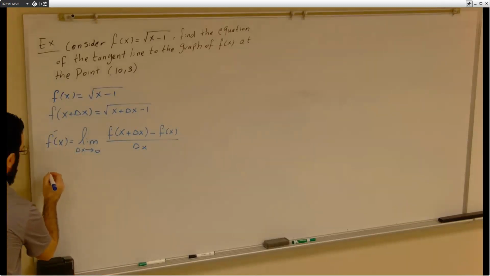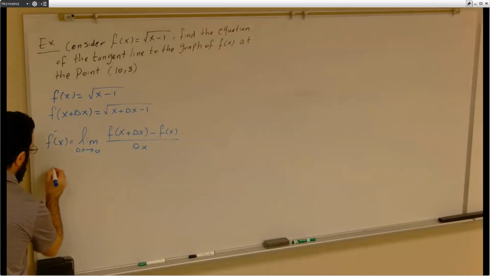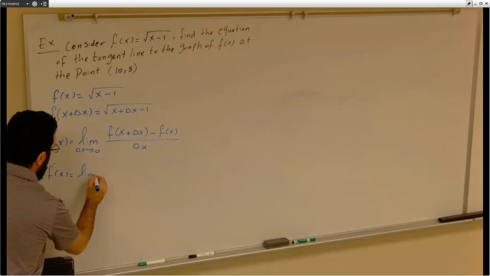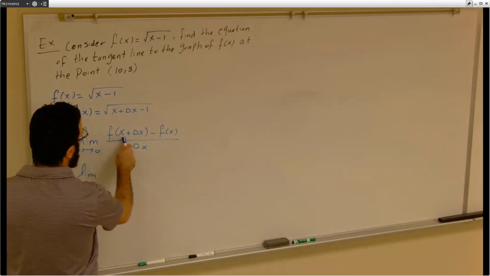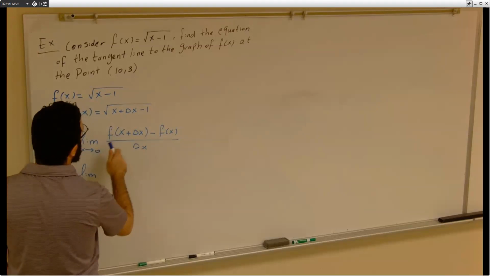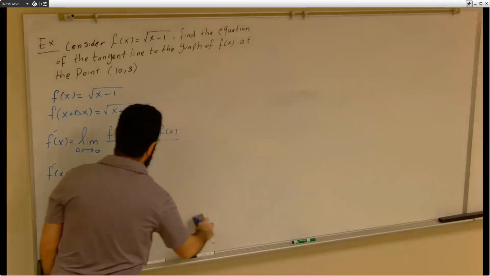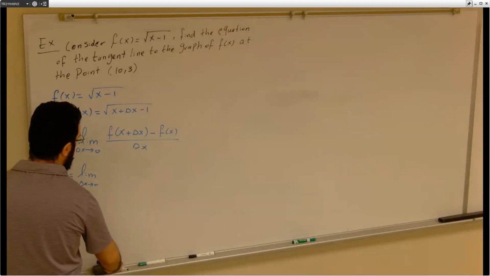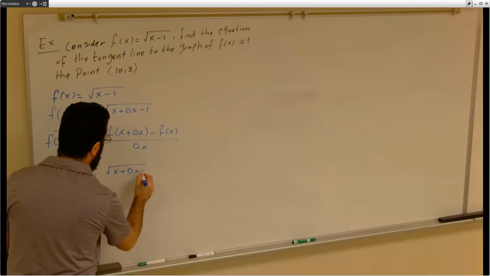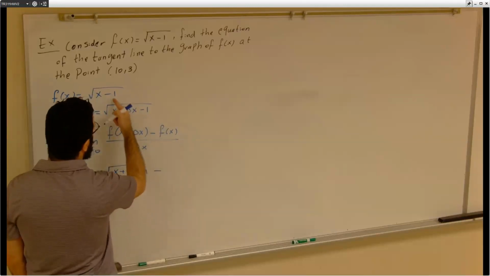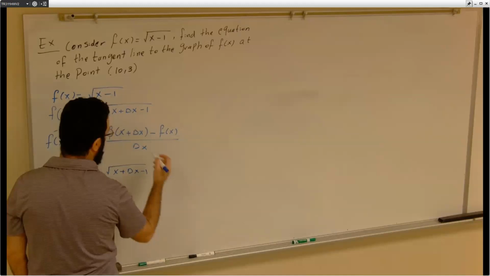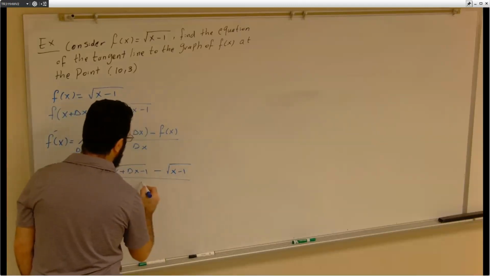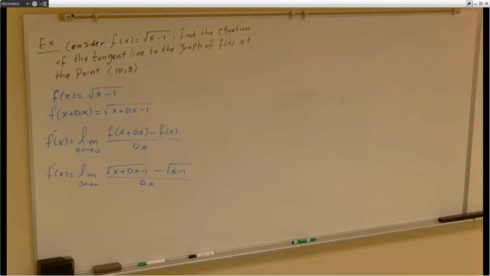I'm going to plug in. That means f prime of x is going to be the limit as delta x approaches 0 of f of x plus delta x, here square root of x plus delta x minus 1, minus f of x, which is square root of x minus 1, everything divided by delta x. And that's the important step. How are we going to simplify this one? I have a square root. So how am I going to simplify this one?